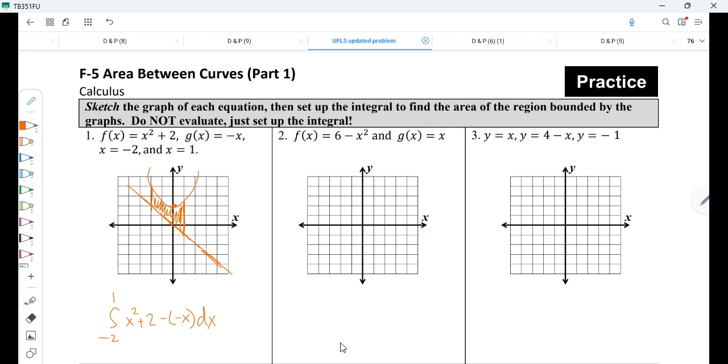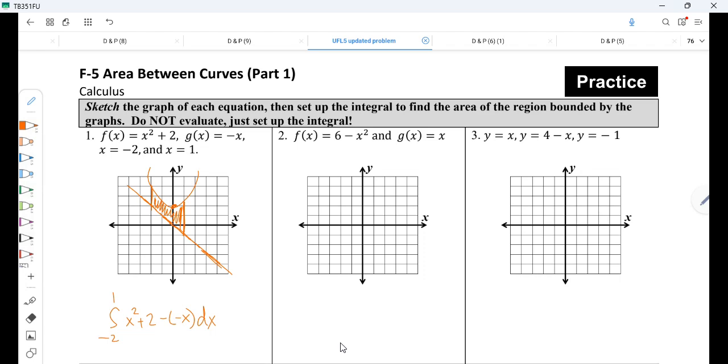Could you have plus x there? Absolutely. I put the minus -x there just to emphasize the formula. Yes. True. If it does say write but not evaluate on an FRQ, you are allowed to do that. Nothing wrong with that.